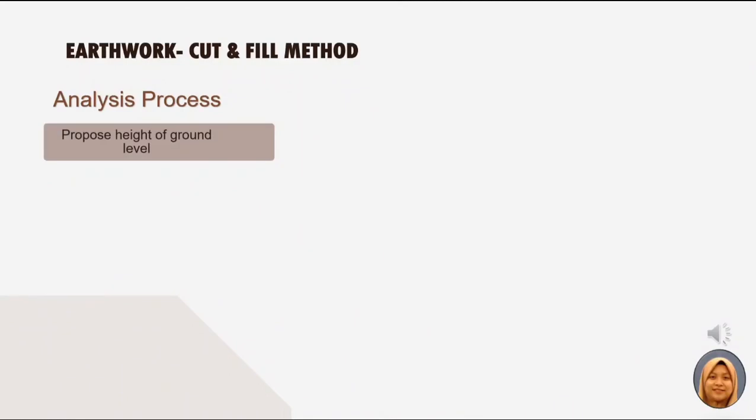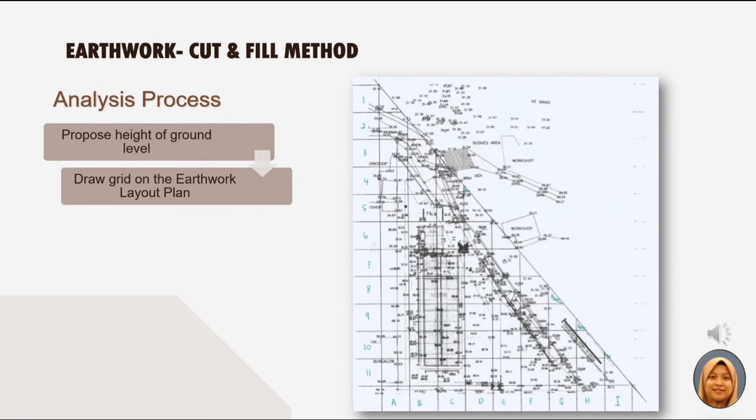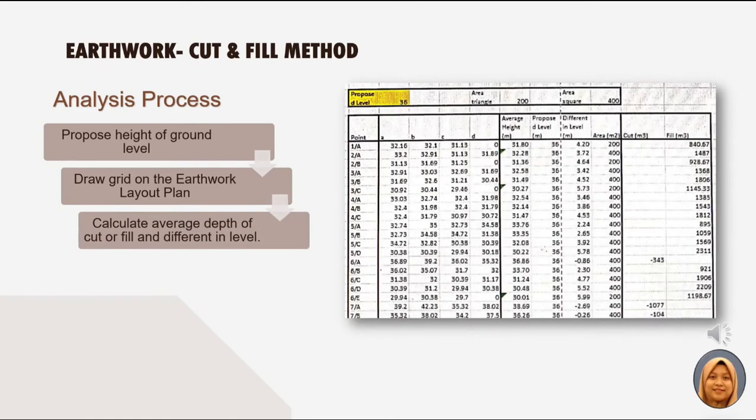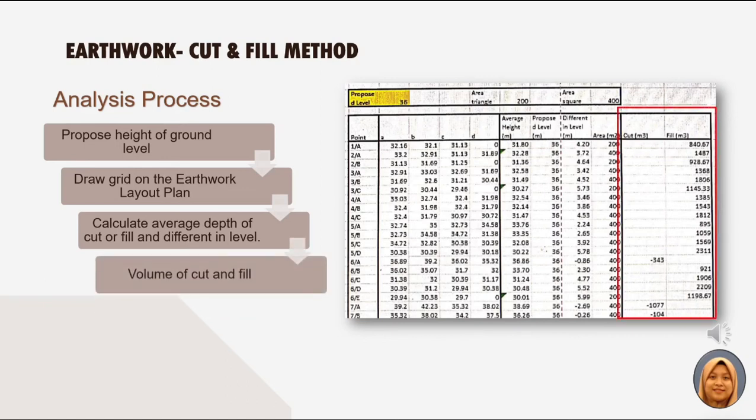Firstly, propose the height of ground levels. Then, the grid method involves drawing a uniform grid on the earthwork layout plan. Next, taking off the existing ground level at each node of the grid. With this value, the average depth of cut or fill and difference in level can be obtained. After that, the value of cut and fill can be calculated by multiplying the height with the cell area.